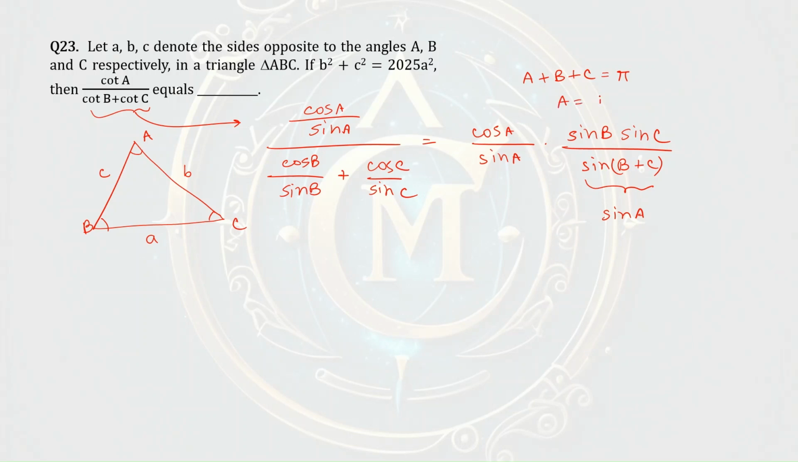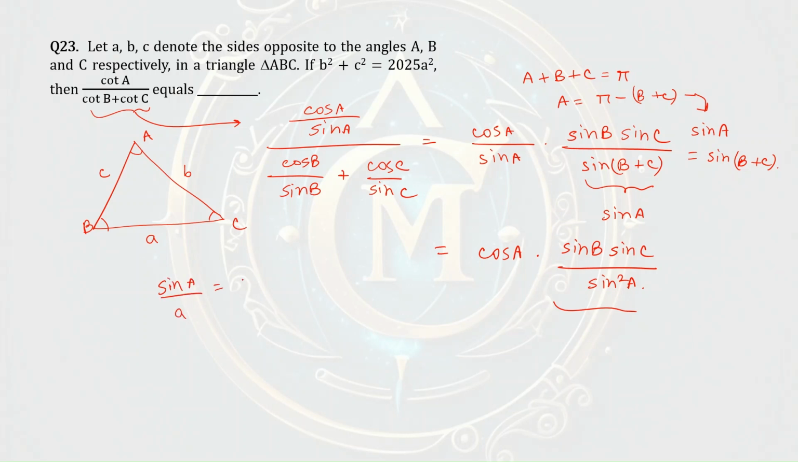That means A equal to pi minus B plus C. If we take sine both sides, then sine of A is sine of pi minus B plus C, as sine of pi minus theta is sine theta. So this will be sine of B plus C. So here it becomes cos A into sine B sine C divided by sine square A. Now we know that in a triangle sine A by a equal to sine B by b equal to sine C by c equal to 1 by 2r. This is called the sine rule for a triangle. So we can substitute sine B, sine C and sine A here. That means it becomes cos A times bc divided by a square. All other constants will be cancelled.